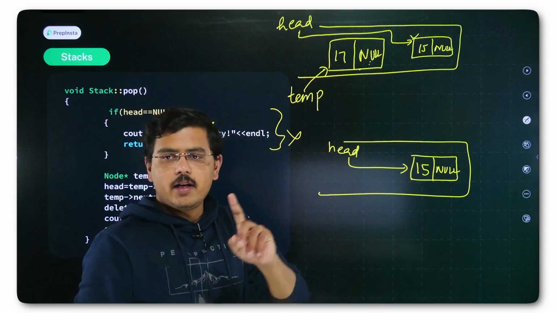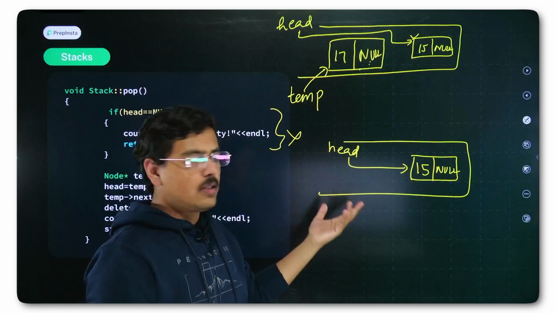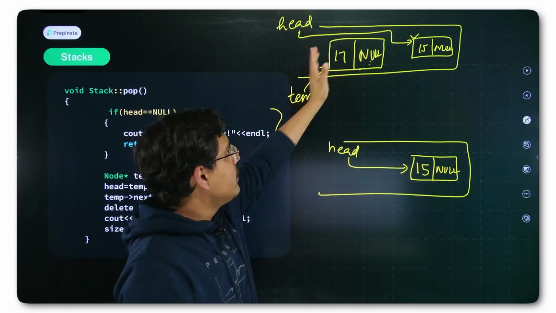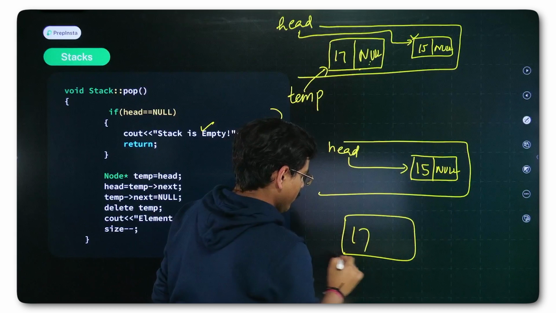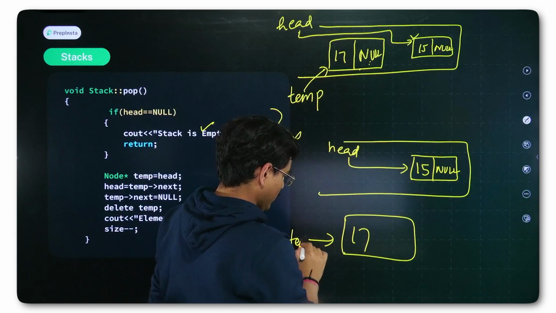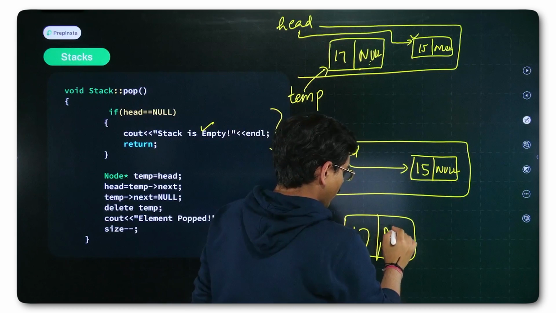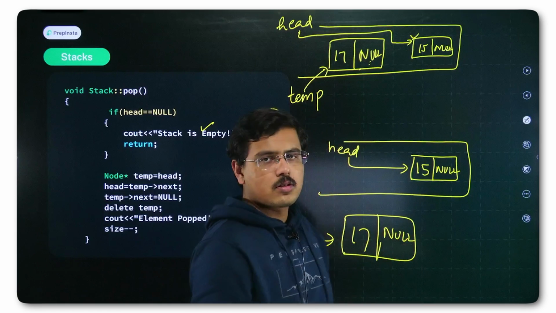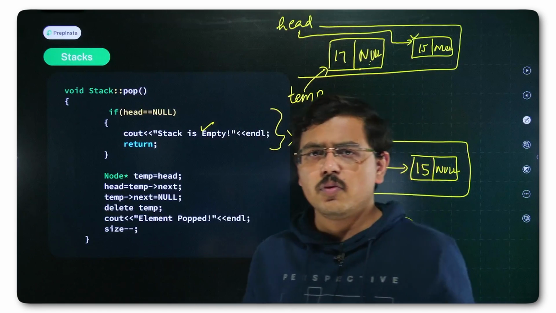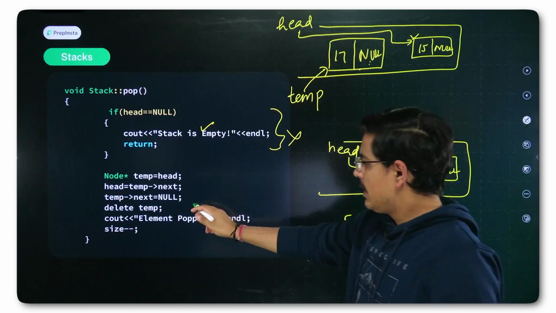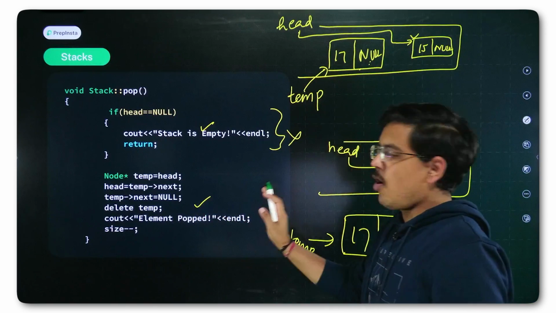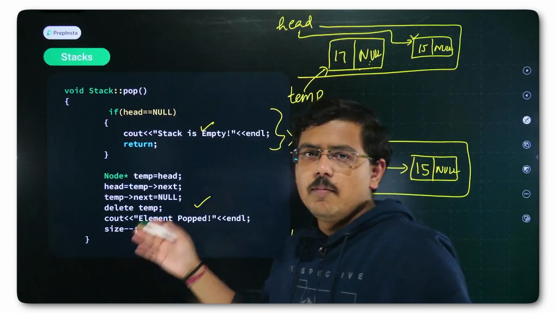So there is just one element in the stack for the computer, or for us, and this particular node where temp was pointing is of no use to us. It exists or not, it's of no use to us. So we just delete it and we say element popped. Fine. The element is popped.